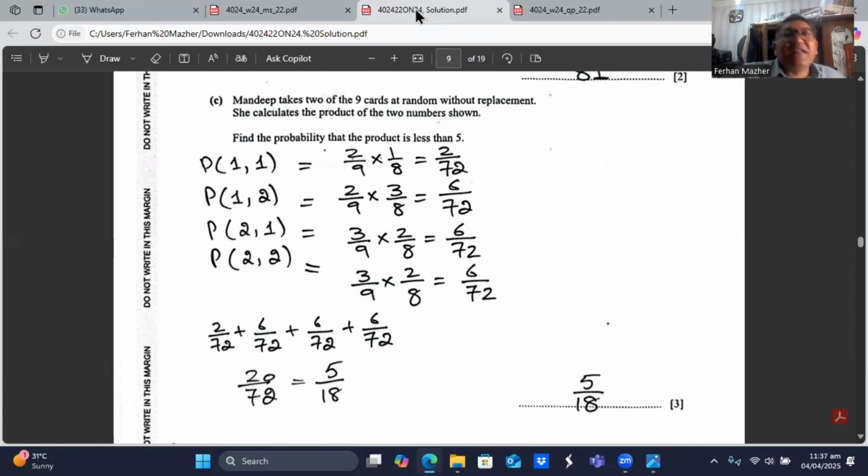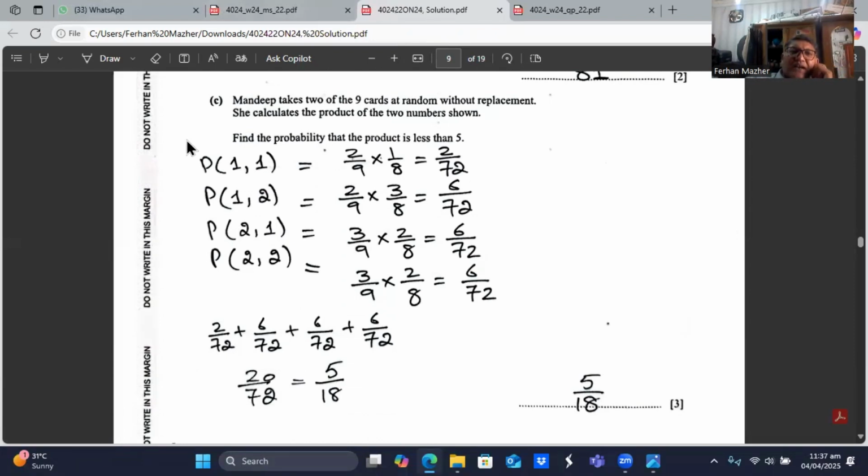So 1 and 1. When you multiply them, you get 1. 1 and 2, multiply them, you get 2. And 2 and 1, you get 2. 2 and 2, you get 4. Other than these, if any other number comes out, the product will be more than 5.